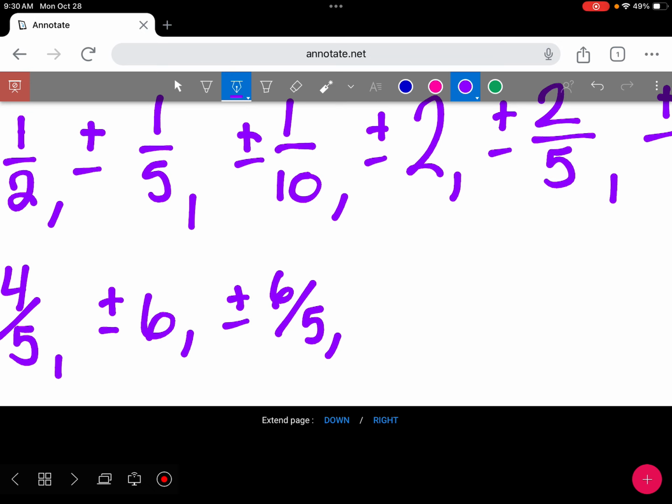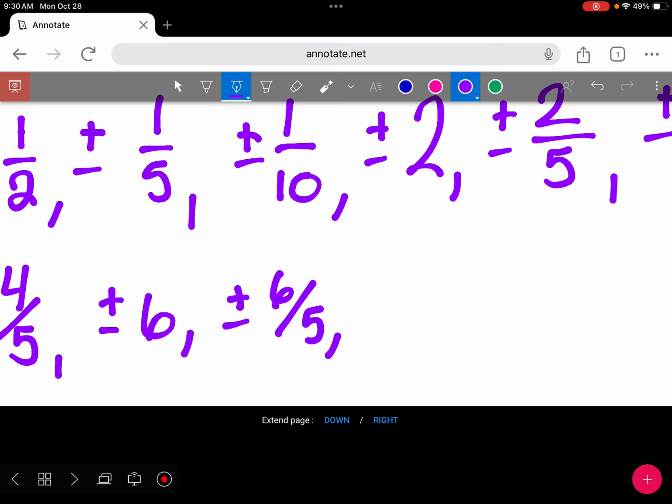And then 6 over 10, which simplifies down to be what? 3/5. I've already got 3/5. So that's everything with my 6 as a numerator.